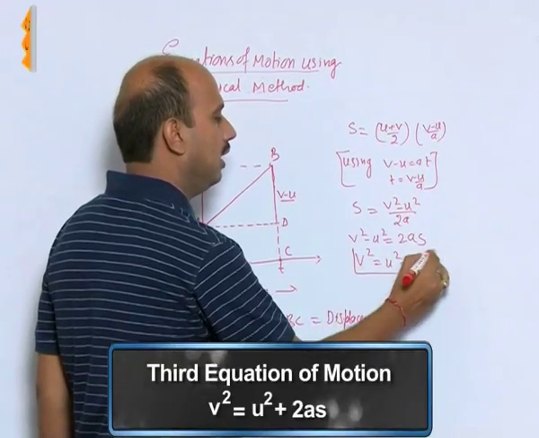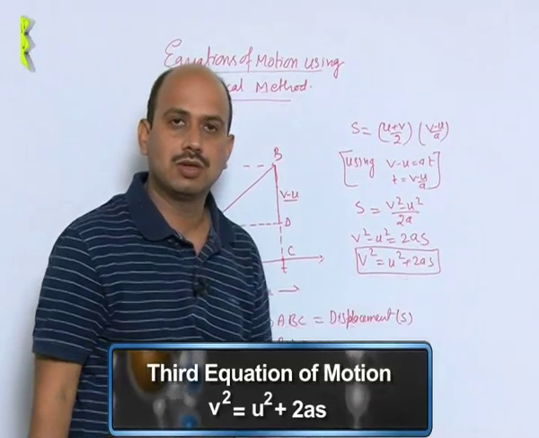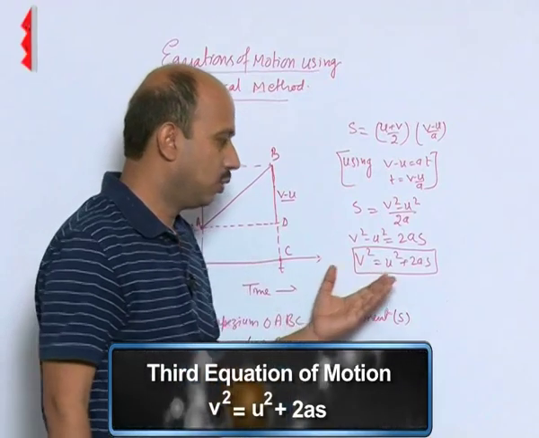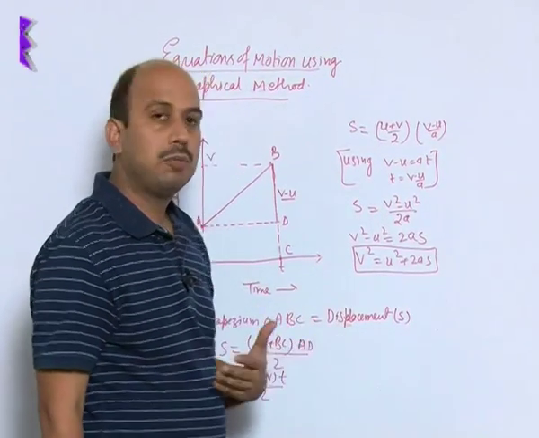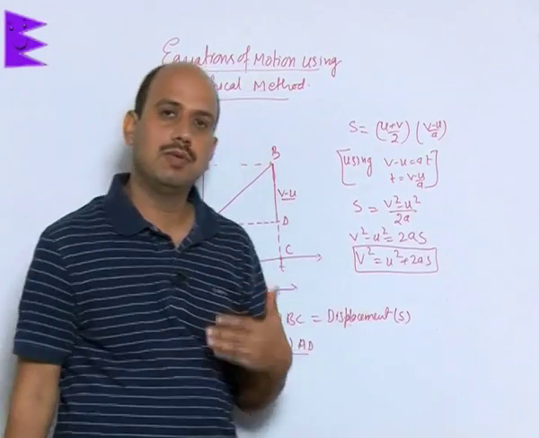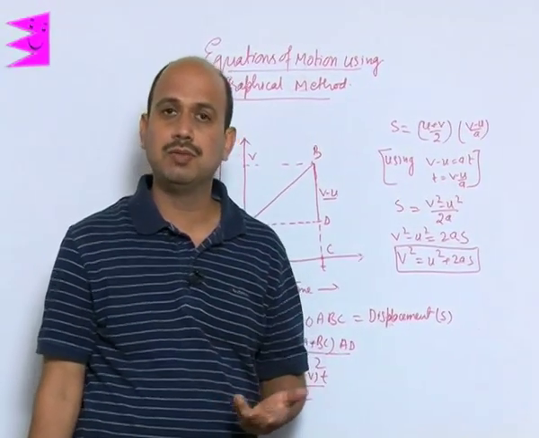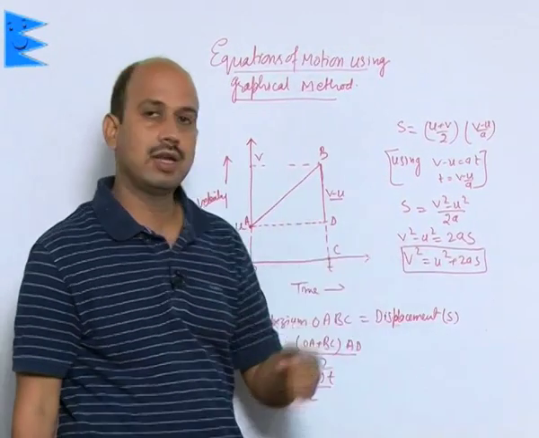So, this is the relation between velocity and displacement and acceleration without time. This equation we can call the third equation, but it is not necessary to name them equation 1, 2 and 3. We have to actually learn the relation between velocity, acceleration and time, the relation between displacement, velocity and time, and the relation between velocity, acceleration and displacement, no time.